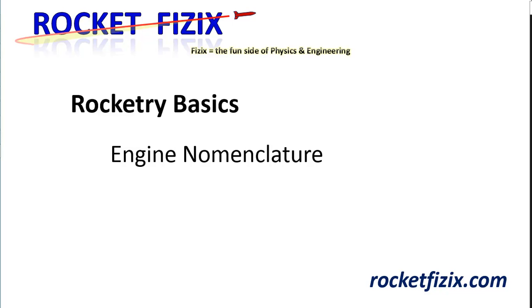This video is part of the Rocketry Basics series. It explains the nomenclature of model rocket engines. The basic engine specifications are encoded into these part numbers to help you understand the characteristics of the engine. This video will help you learn how to select an engine for a specific application based on engine part number.